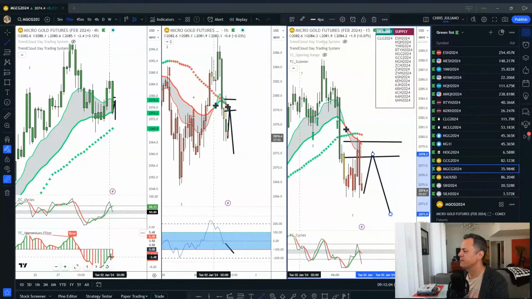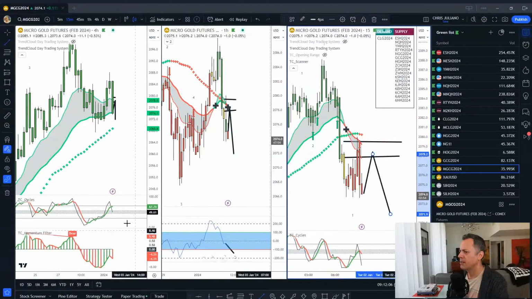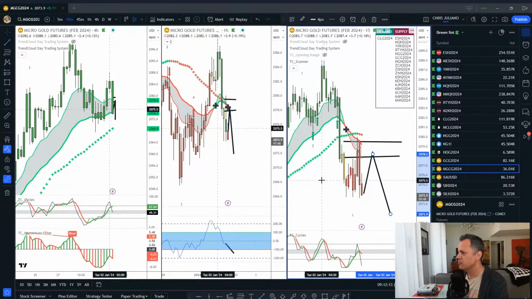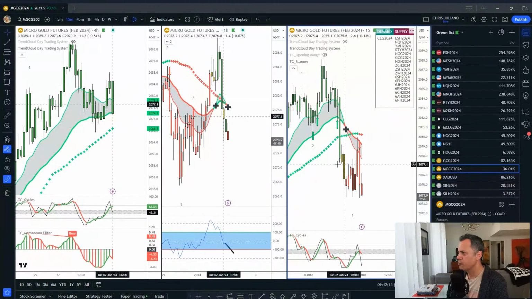So the momentum filter is giving you a lot of pressure to the downside here, right? So gold is looking good for the short.